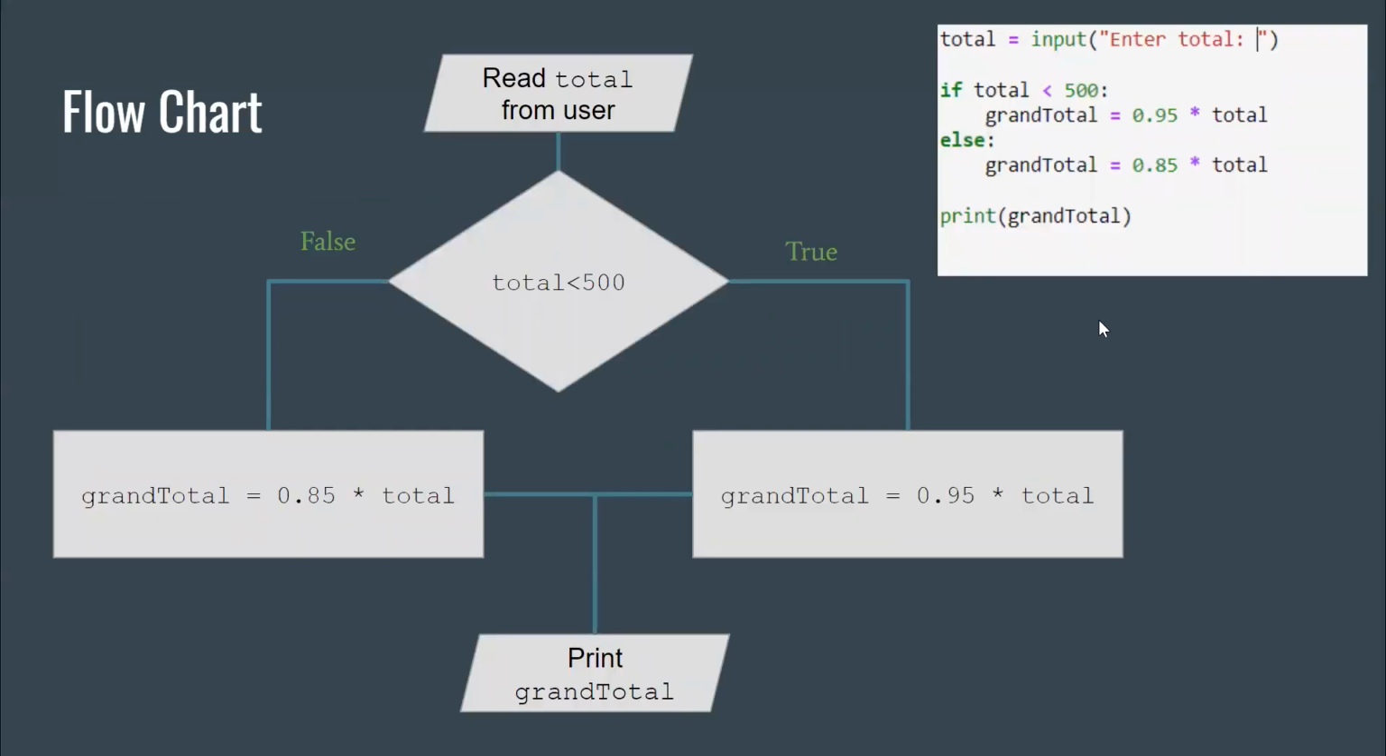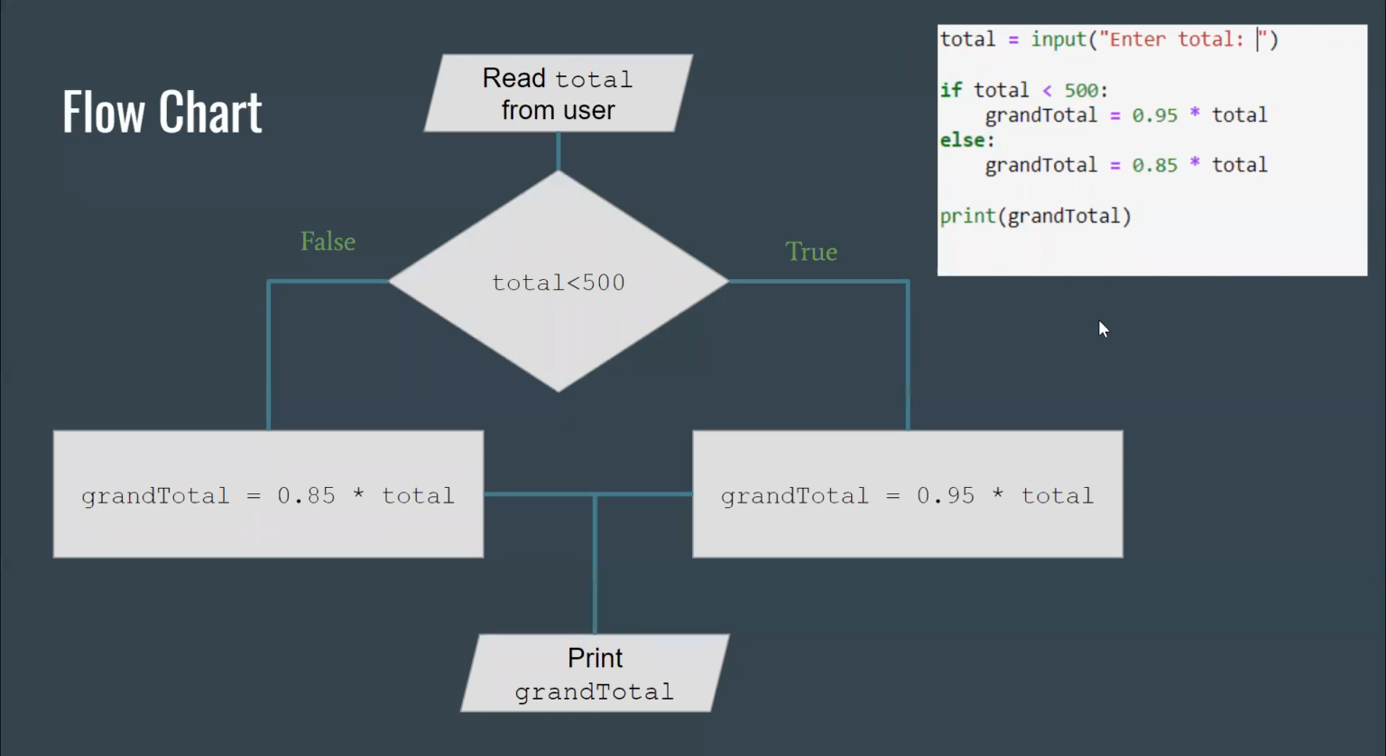So here was the solution we wrote in the video. Total will come from the user. If total is less than 500, grand total will be calculated as 0.95 times total. Otherwise, so it's 500 or more, you will calculate grand total to be 0.85 times total. Then I will simply print grand total.